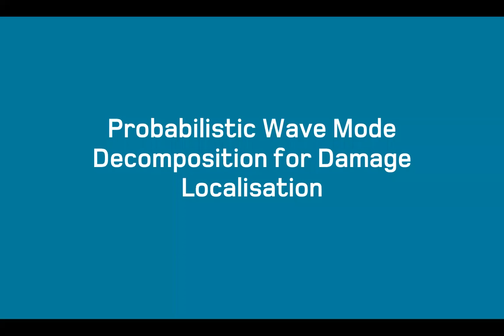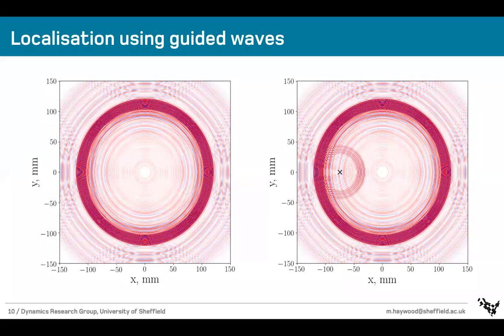Okay, so now I'll get on to actually the first tool that I'm going to be presenting today. This one was a probabilistic decomposition. As I said before, guided waves can be really useful for localization. So in this instance, on the left, we have a plate. This is simulated data. On the left, we have a plate with no damage involved at all, so you can see it's a nice spherical wave. And on the right, we have a plate that has damage at y of 0 and x of -75. You can see the little cross there.